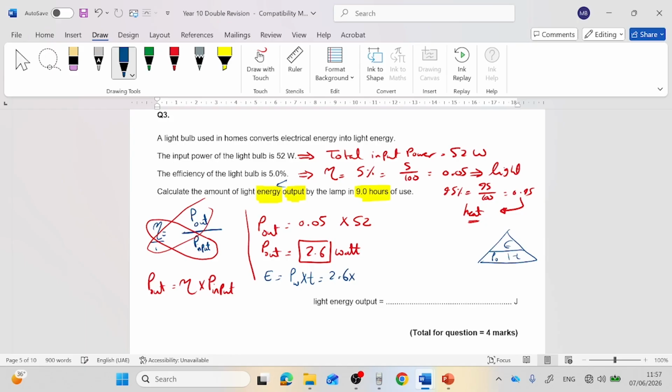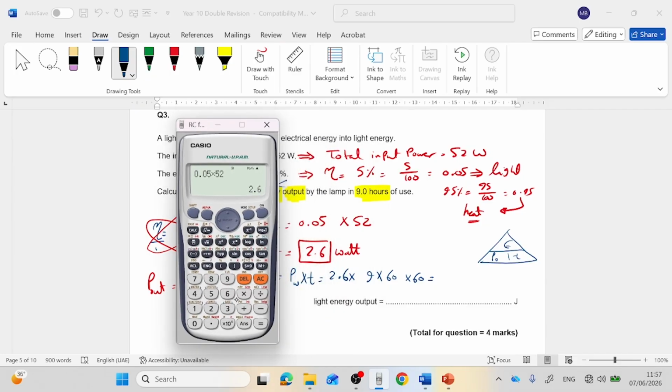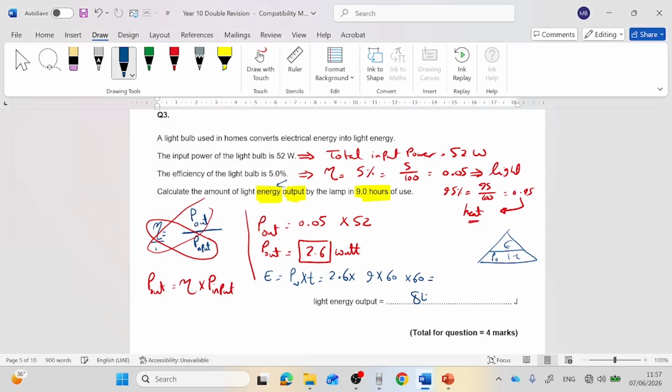The time should be in seconds, but you have 9 hours. You need to multiply this number by 60, so now you have converted it into minutes. Each hour contains 60 minutes, but each minute contains 60 seconds. So you need to multiply by another 60 to convert it into seconds. So you will do 2.6 times 9 times 60 times 60. So the final answer is 84,240 joules.